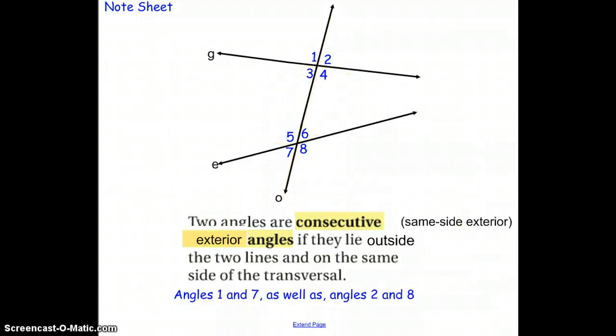Now we have consecutive exterior, same concept. The angles need to be both to the same side of the transversal. This time they're going to be our outside. So 2 and 8 and 1 and 7.